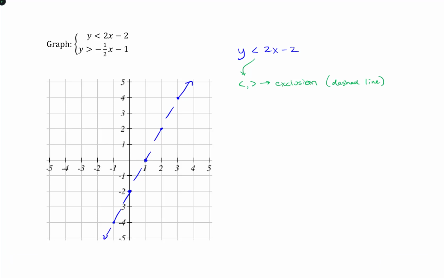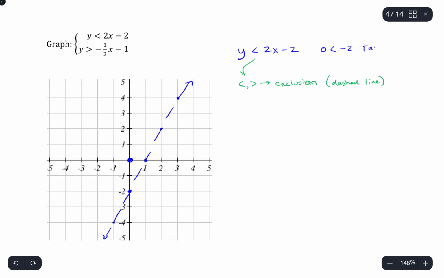Now, we have to shade one side of the line or the other. In order to do that, we need to just pick a test value. And if the origin is available, that's a really easy point to use. And we just plug that in. So the y value of the origin is 0, and the x value of the origin is 0. So 2 times 0 minus 2 is just negative 2. 0 is less than negative 2.